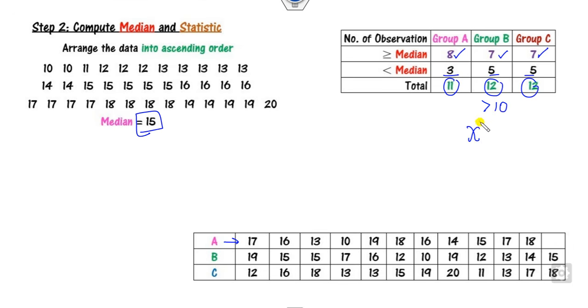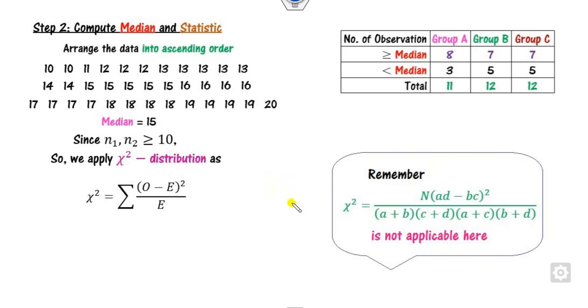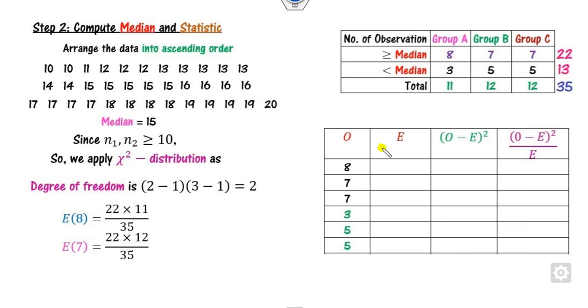So we apply the chi-square test. How can you apply the chi-square test? You can see this formula cannot be applied because it is applicable only for 2 cross 2. But here it's a 2 cross 3. It means you have to use O values, these are my O. How do you find the value of E? That's very simple. You can write all these values here. Now what is the degree of freedom for this? This is a 2 cross 3. So the degree of freedom is 2 minus 1, 3 minus 1, that is 2.